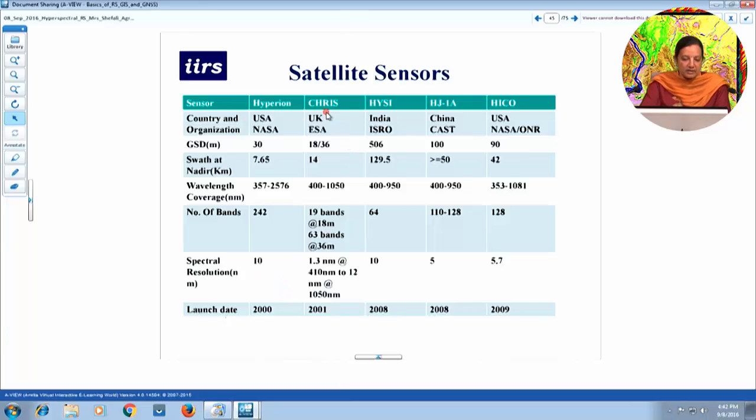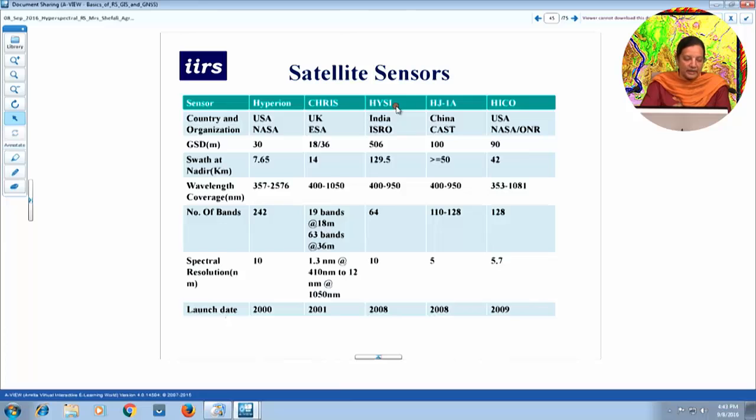CRIS, the Compact High Resolution Imaging Spectrometer, which is from the United States, launched by the European Space Agency. This has a variable spatial resolution at 18 meters and 36 meters with a swath of around 13 to 14 kilometers at nadir with a wavelength of 400 to 1050 nanometers, and they provide data in variable bands. So they'll give you 19 bands at 18 meter resolution, 63 bands at 36 meter resolution, again with a variable spectral resolution.